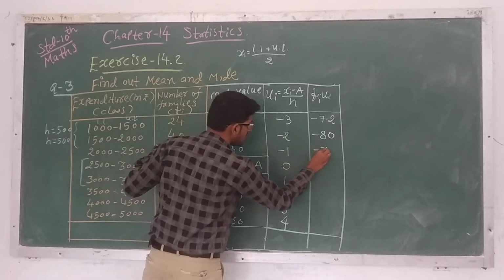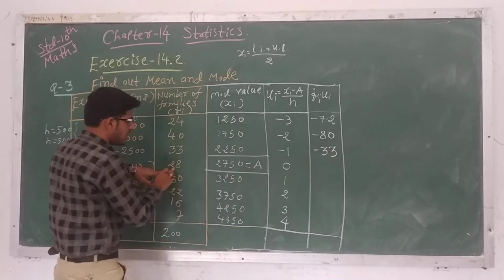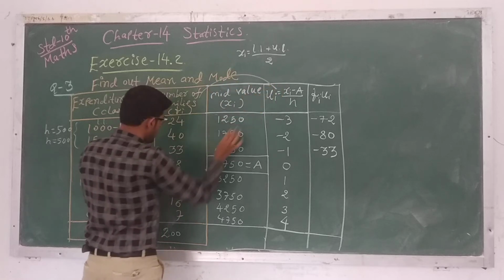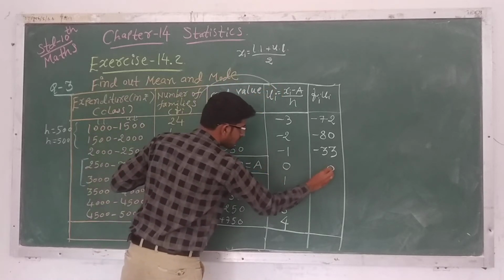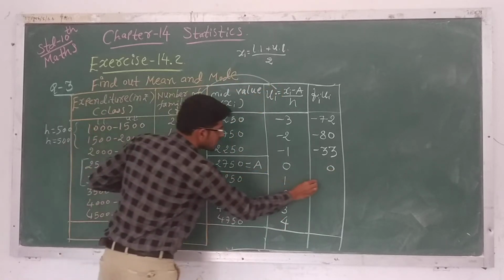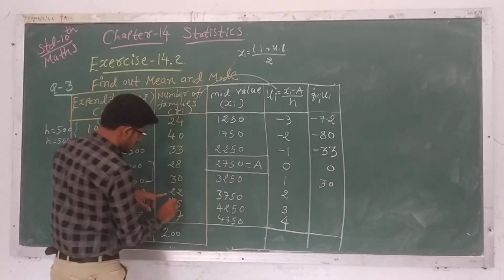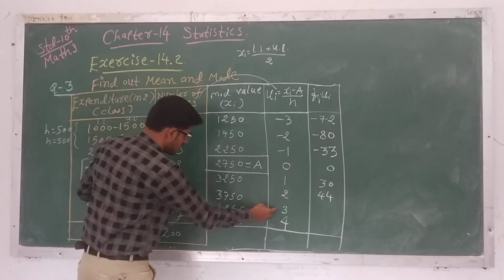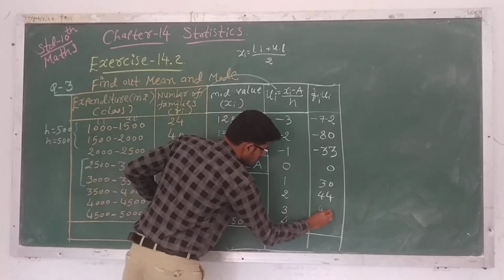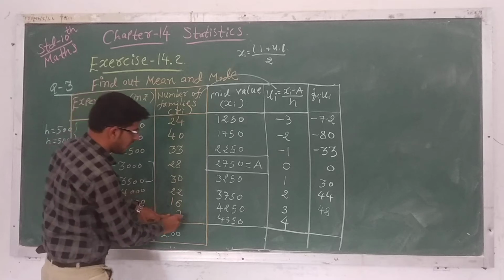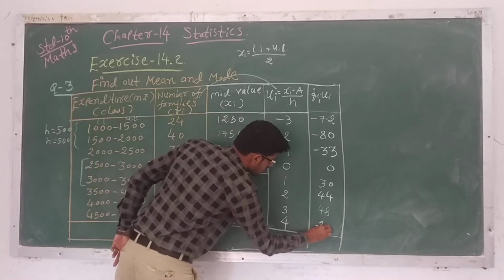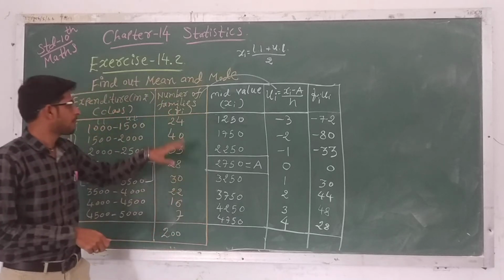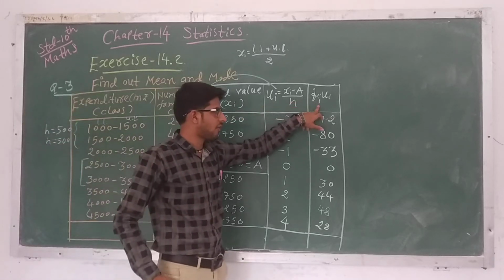Next 28 into 0, because we have to multiply fi with ui, so the answer will be 0. Next 30 into 1, 30. Next 22 into 2, 44. Next 16 into 3, so 48. Next 7 into 4, 28.